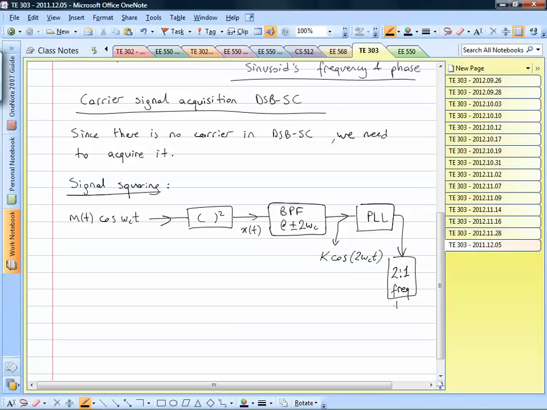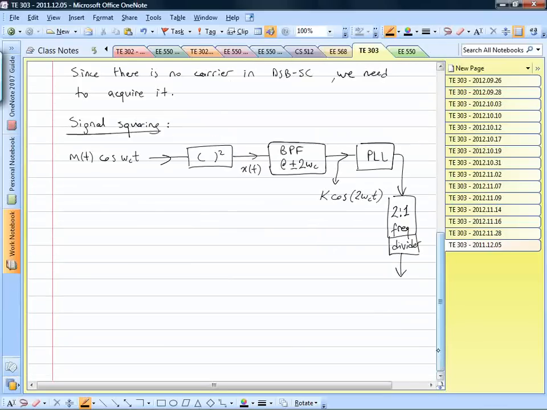Okay, frequency divider is the correct term, where you can obtain k times cosine omega ct, which is going to be the same as the input frequency. Okay, so now that you can use the PLL to lock onto the signal. So let's analyze this and see if this is really possible and why it is possible. Okay, so what is x of t now? That's after the squaring. So let's do the squaring now.